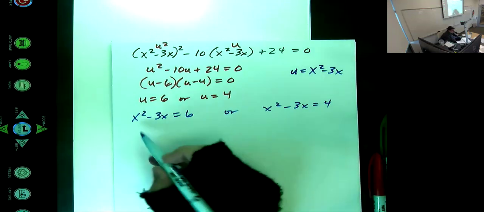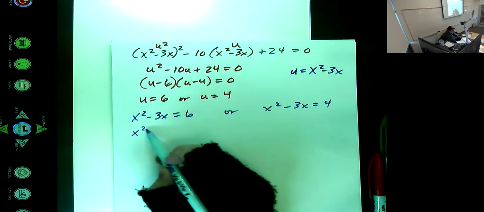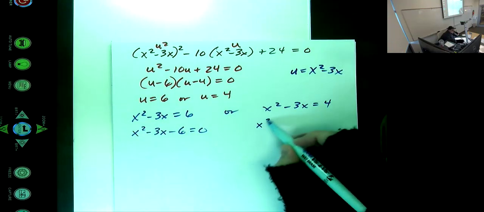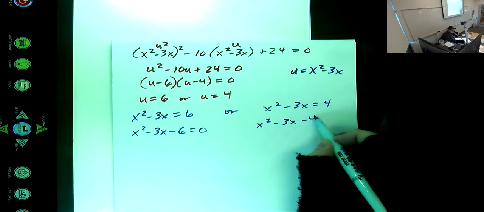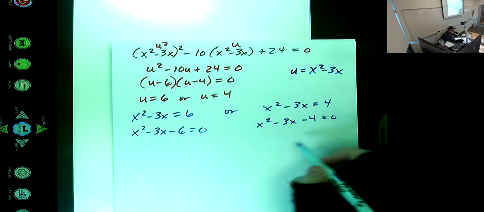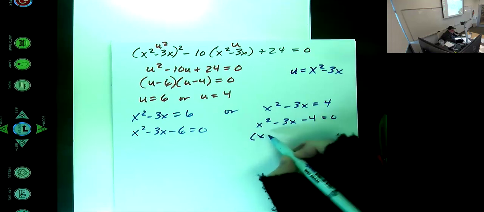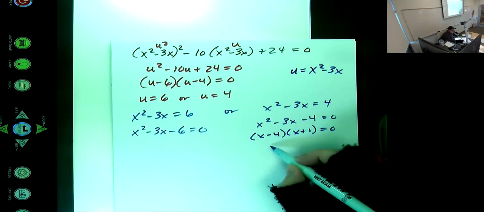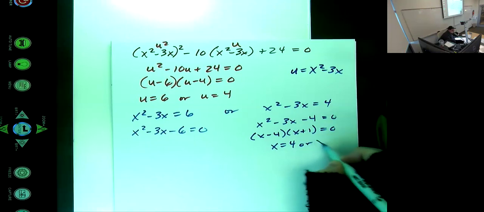This gets less fun. We have to bring the 6 over and we have to bring the 4 over. This one's not too bad. This is x minus 4 and x plus 1 equals 0. So x equals 4 or x equals -1.